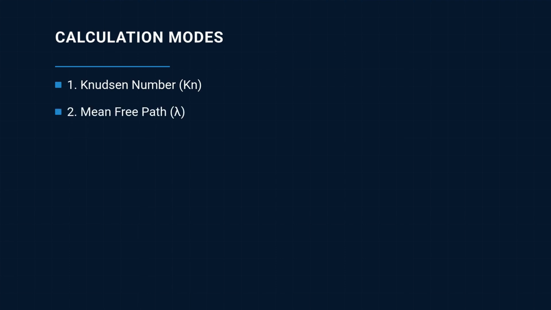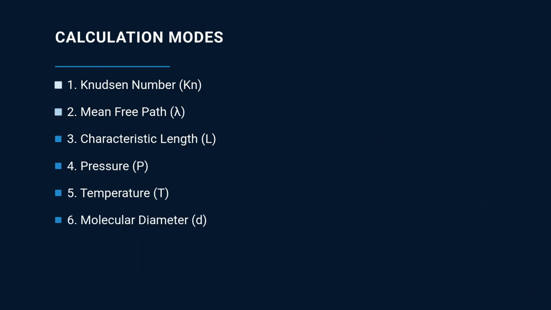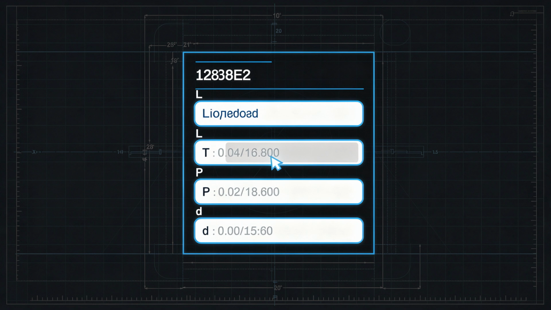The input fields are mean free path lambda, characteristic length L, temperature T, pressure P, molecular diameter D, and Knudsen number Kn. For our worked example, I'll enter 10 for mean free path lambda, 10 for characteristic length L, 10 for temperature T, 10 for pressure P, and 10 for molecular diameter D.